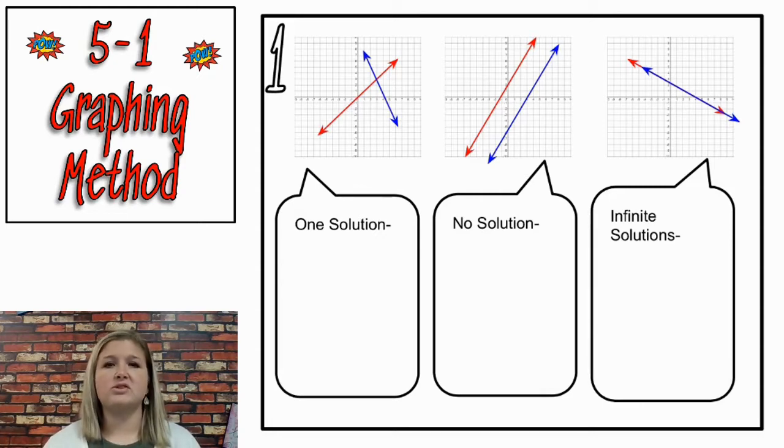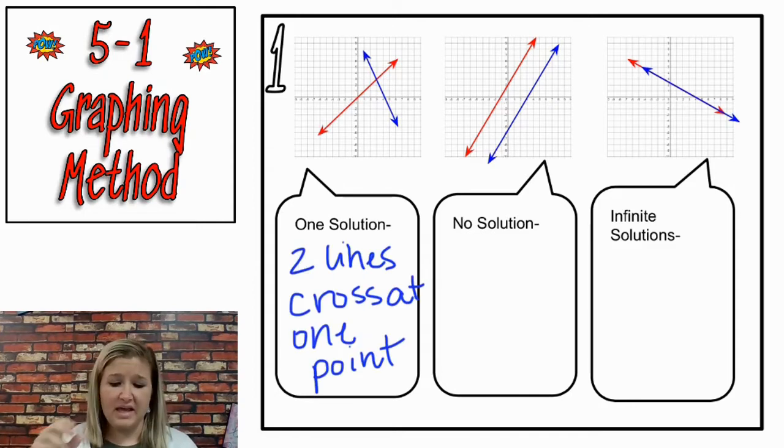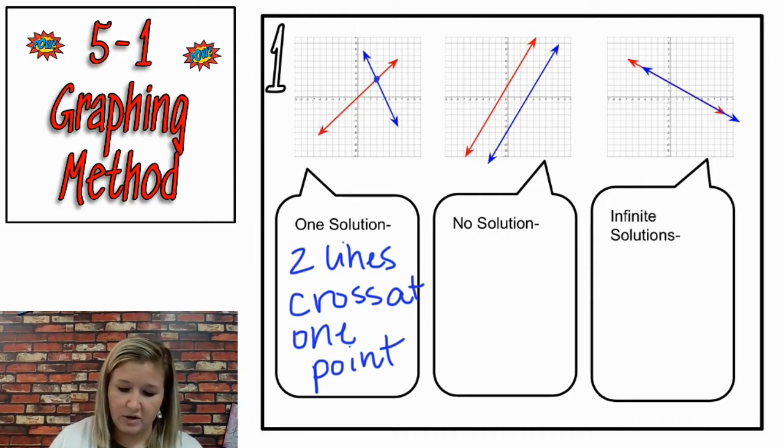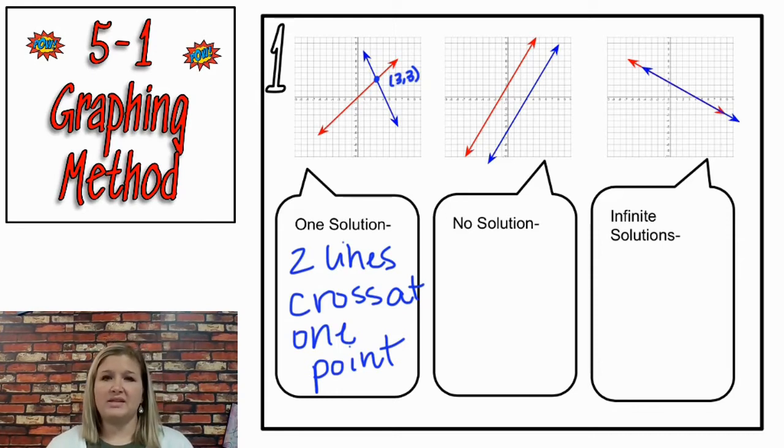Take a look here. There are a couple of different solutions that you can have. If we have just one solution, that means you're going to have two lines that cross at one point. You can see in this example that your two lines are going to cross right here, and it looks like the solution would be (3, 3). So when x is 3, y is 3, and that makes both of those equations true at that point.